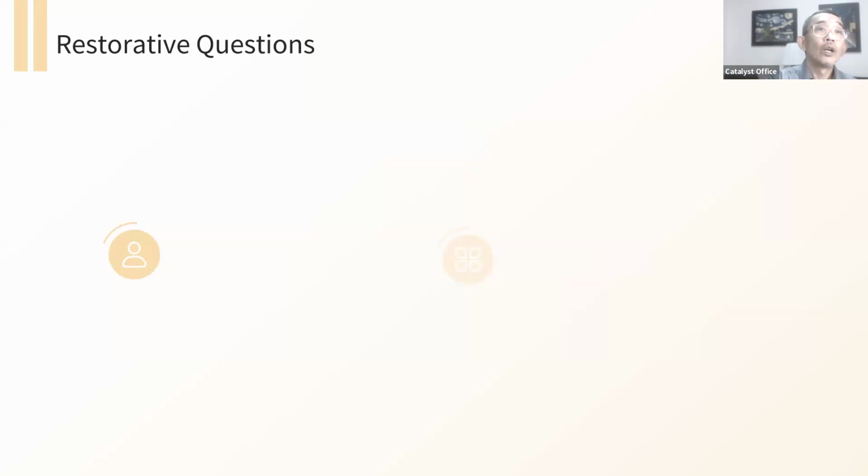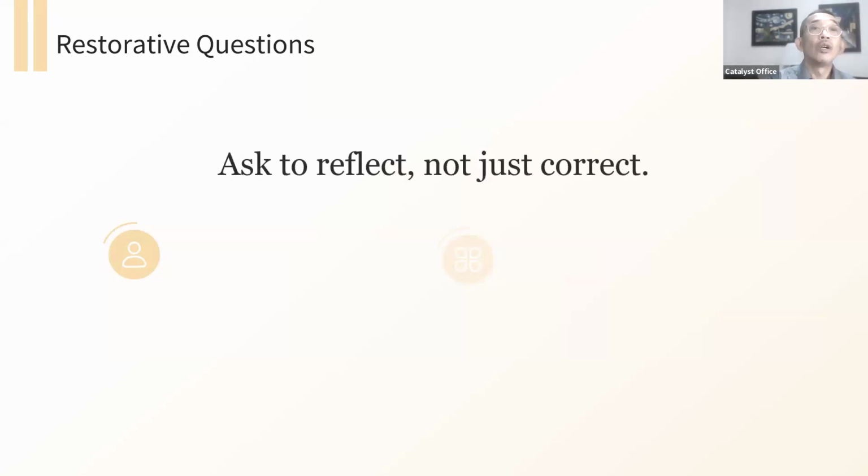Second, restorative questions. Now, you ask to reflect, not just to correct. So when you say, why did you do that? It's not because your goal is right away to correct the student for what he did, but instead you're enabling the student to go through the process so that he can have the opportunity to assess why that happened, why he did that, why he was delinquent in the submission of the requirement, right?